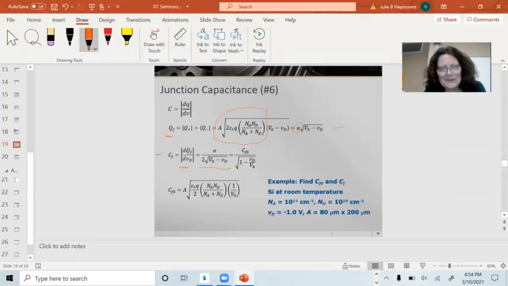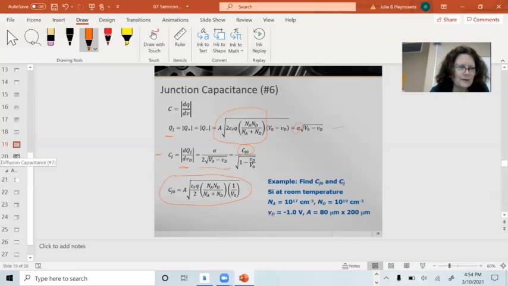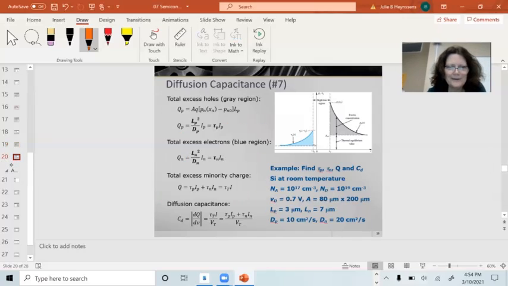Alpha over 2 times the square root of V0 minus VD. We call this term at the top the alpha over 2, and then we normalize that by CJ0. CJ0 is just the zero bias junction capacitance, and it can be calculated like this. I don't even think I put this on the homework, and I certainly will not put this on the exam because I don't want to grade it.